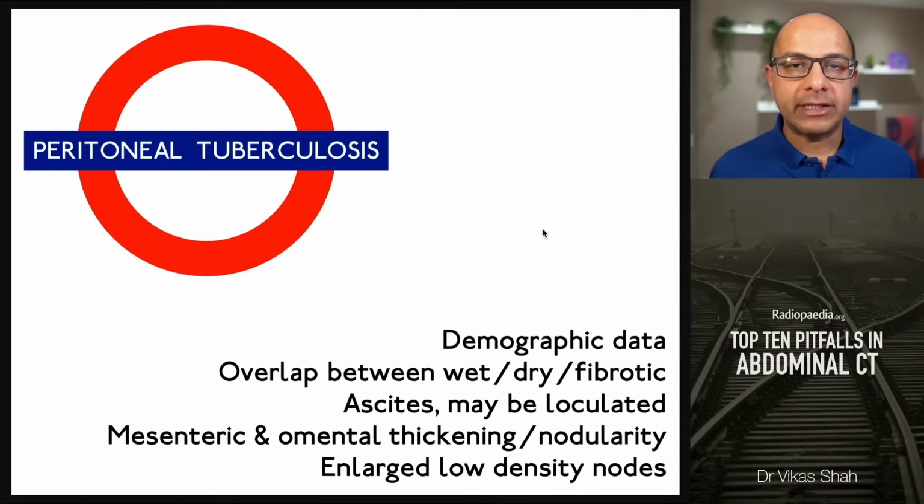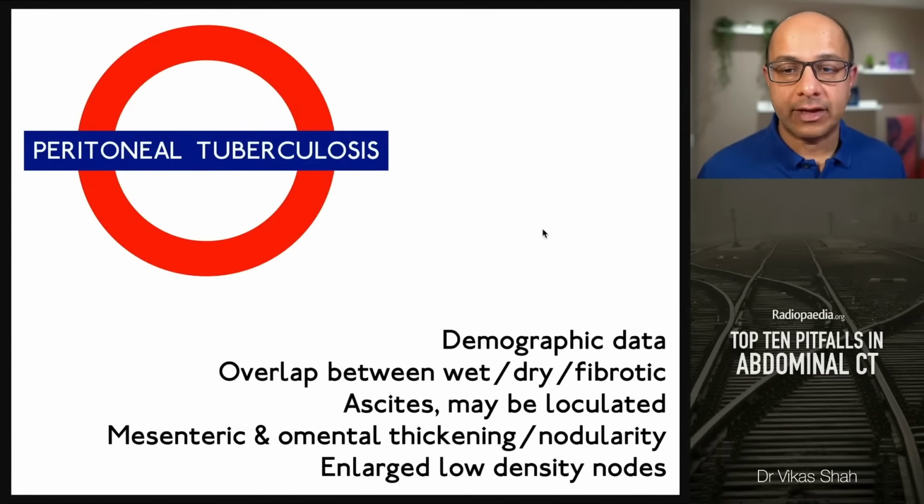Now, when you're reading about peritoneal tuberculosis, you'll read all about wet, dry and fibrotic forms and how you can compartmentalize them, and I don't think that's useful really. What I'd rather you look at is what are the clinical features, because there's a lot of overlap between these different categories. So look for ascites. It may be diffuse or it may be loculated. Thickening of the mesentery and the omentum, which may be fine or it may be nodular and more lumpy and mass-like in appearance, and also sometimes enlarged low density nodes. Now typically these will be peripancreatic, portahepatis, mesenteric, not typically retroperitoneal.